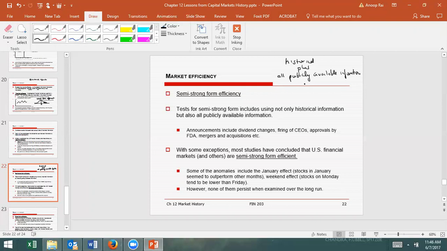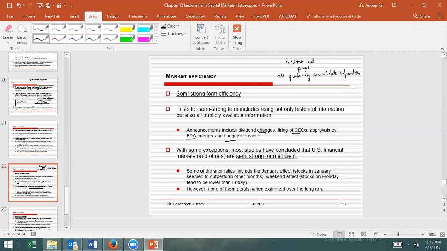If we use these, are you able to come up with some trading strategies that are efficient? And what other information is publicly available? Well, dividend changes, firing of CEOs, approvals by the FDA, mergers and acquisitions. There are studies that have even looked at the thickness of annual reports, because there are arguments that the thicker it is, the less likely the firm is going to do better.